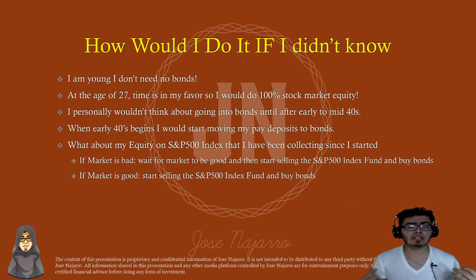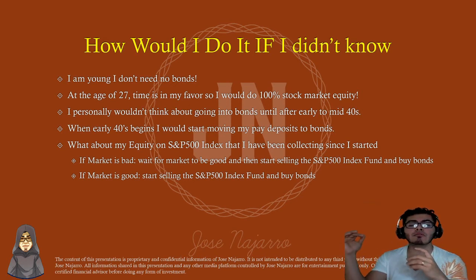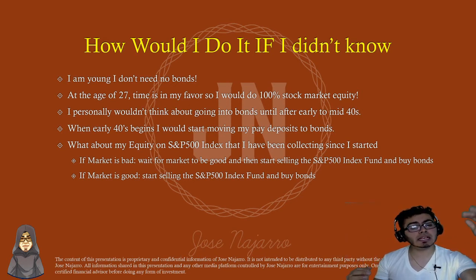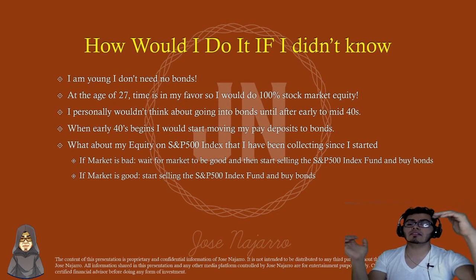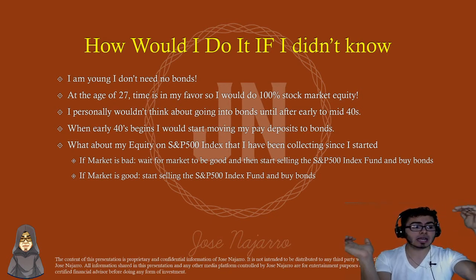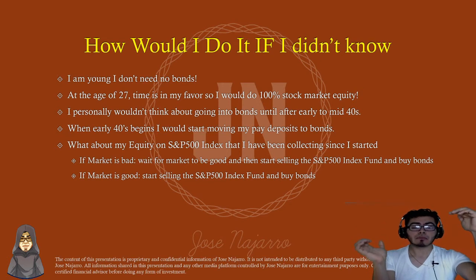What if at the age of 57 the stock market was bad? That means I have lost so much value just because of a bad stock market, and it doesn't give me any more time to recover. But at the age of 45, if the market is bad, I have enough time to wait for the market to be good. And once the market is good again, I'll start selling that index fund, the S&P 500, and again be remodeling my portfolio for less stocks and more bonds.